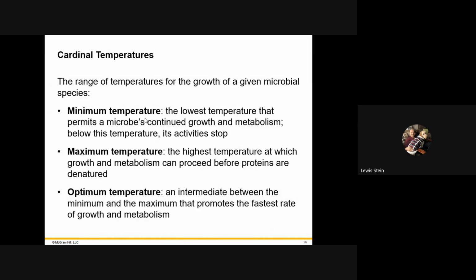Temperature is different. Temperature is not a bell curve. Can you kill something by altering its pH? For sure. But it's equal in both directions. If you lower it or if you raise it, it will follow the growth of that bell curve. Temperature doesn't do that.